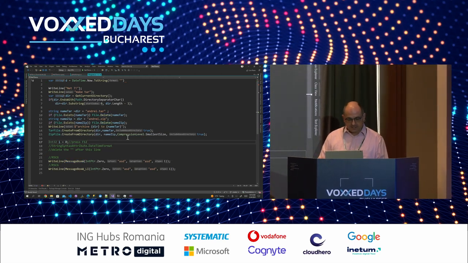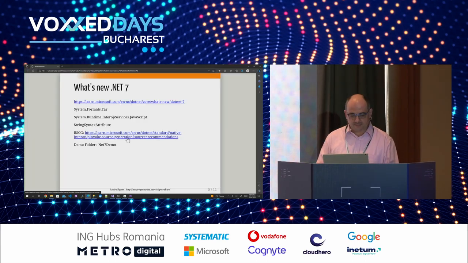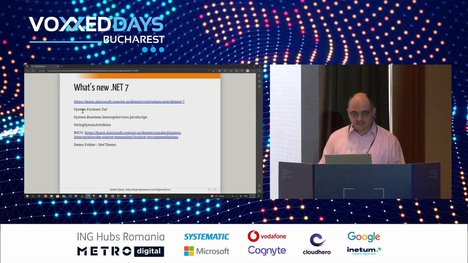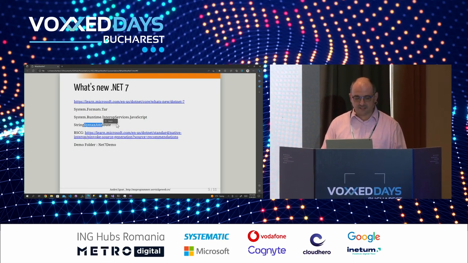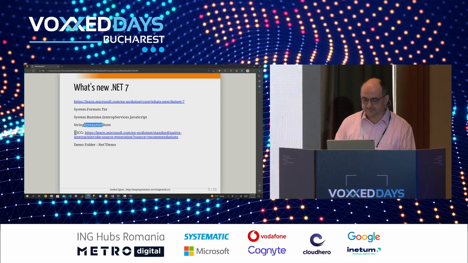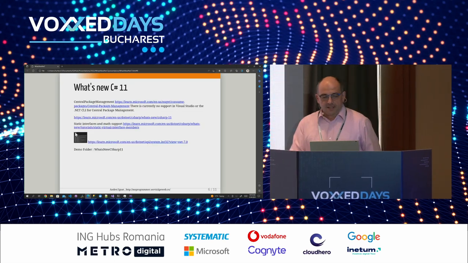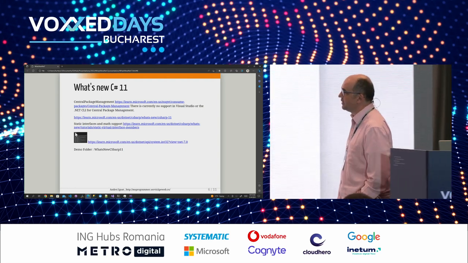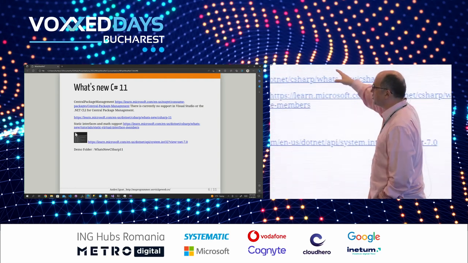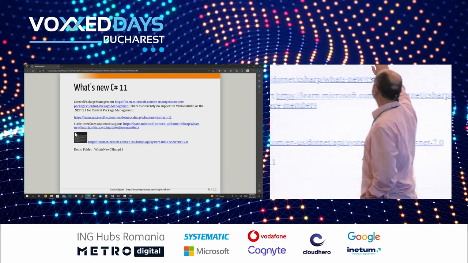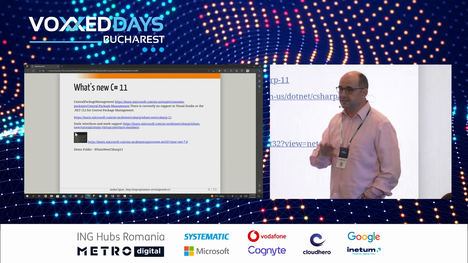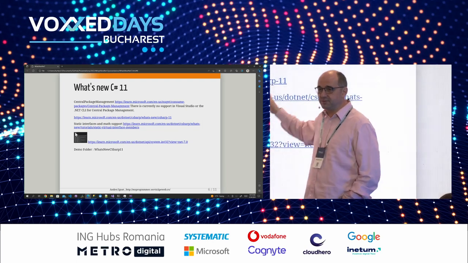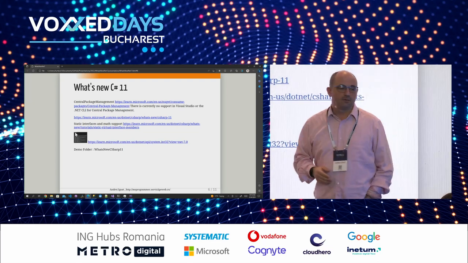Okay, I will pass to the next point, because this was the tar format, string syntax attribute, and Roslyn source code generator. Good. Sorry. What is new in C# 11? It's central package management, and there is currently no support in Visual Studio. This is something that I want support in Visual Studio. I have tried. What does it mean?